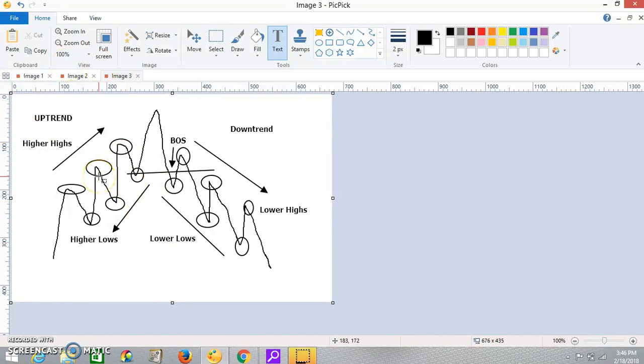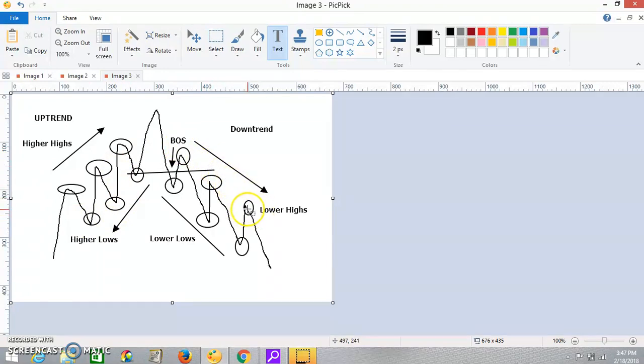is a buyer's market. In a buyer's market, also known as an uptrend, price creates higher highs and also higher lows. What a higher high is: this high is higher than this high, and this high is higher than this high. For higher lows, this low is higher than this low, and this low is higher than this low. That's how you can tell that you're in an uptrend.